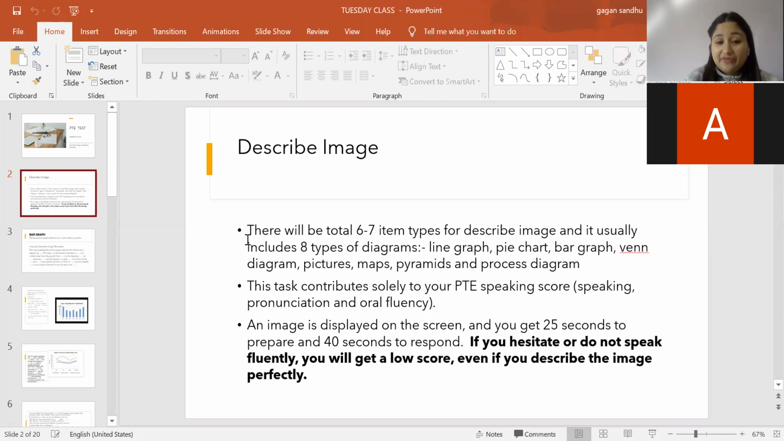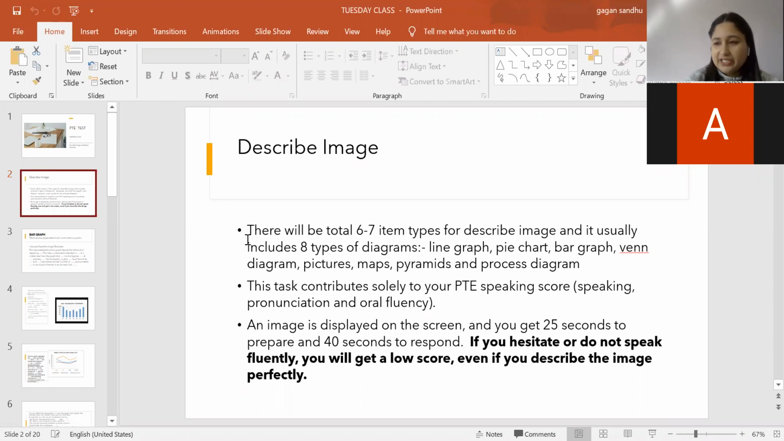There will be 6 to 7 questions in describe image. That means it has a lot of potential, and the scoring is also counted towards speaking only, so it can lift up your speaking module score. It is very important in regards to the speaking module.